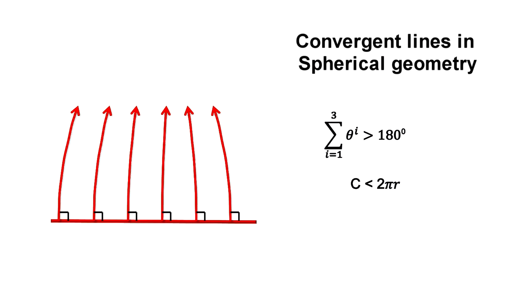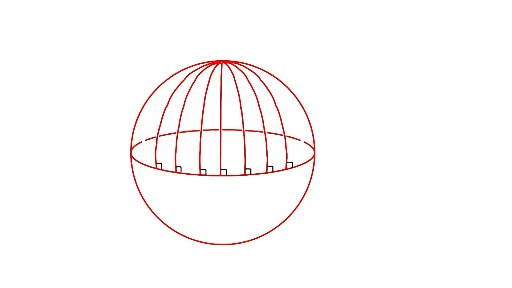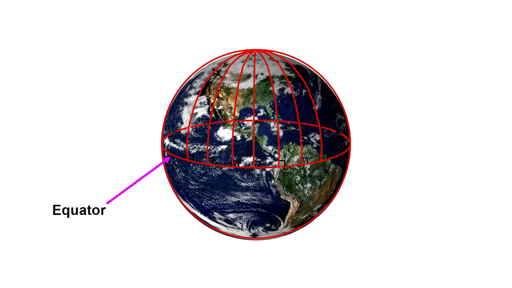The best example of this is the surface of a sphere, like the Earth itself. Here the curvature is constant throughout the surface. The baseline is the equator. The perpendicular lines are the lines of longitude, and they meet at the North Pole.